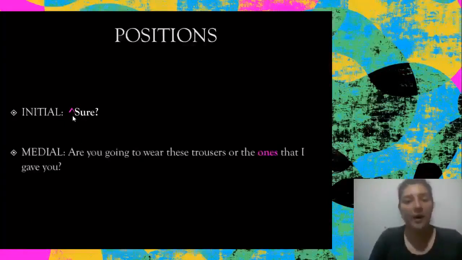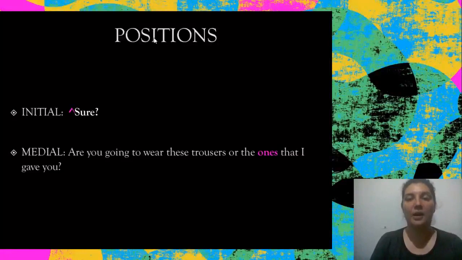In the example, are you going to wear these trousers or the ones that I gave you? We have structural condensation occurring in the middle of the second clause. Note that this example is composed of two clauses: are you going to wear those trousers? Connected by the coordinating conjunction or, the ones that I gave you. We'll see this example later.